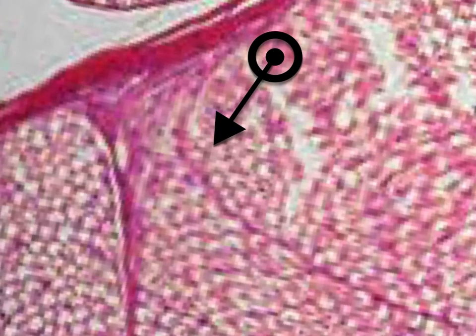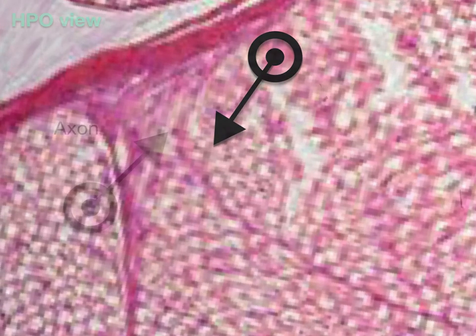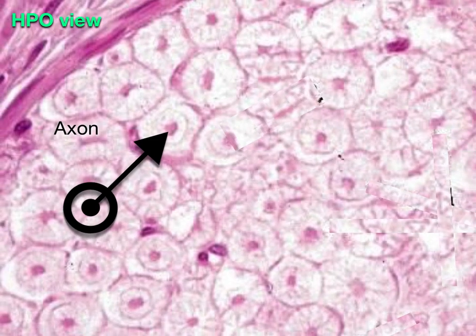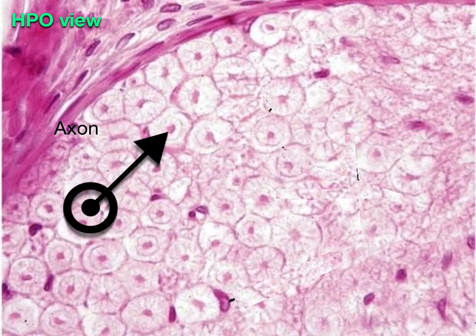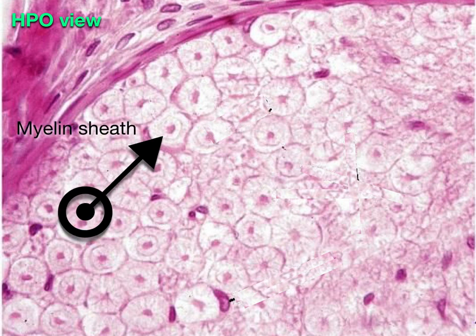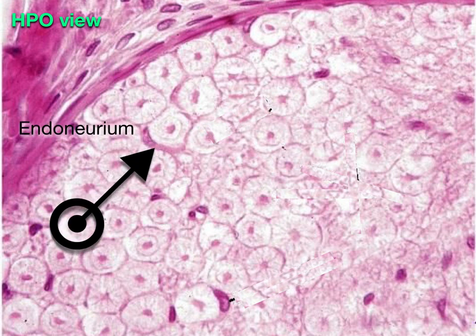Let us shift to HPO. At HPO, we can see the dark staining structure shown by the arrow. This is the individual axon. The pale surrounding area is the myelin sheath covering individual axon. Each axon is then ensheathed in a layer of endoneurium.